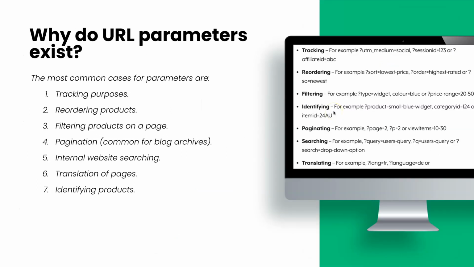So why do these things exist? Well, here are 7 common reasons why we use URL parameters or why CMSs generate them. It is for tracking purposes, reordering products on a page, which I'll get into a little bit later, and filtering products, which is more related to e-commerce and stores. Pagination, so when you have a blog and you're going from page 1 to page 2 to page 3, you'll come across URL parameters. Again, as I just mentioned, internal website searching, when you're looking for a particular product or a page within a website. Translation of pages, and identifying products.